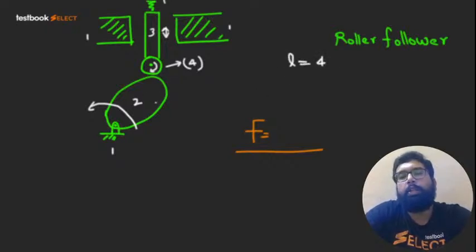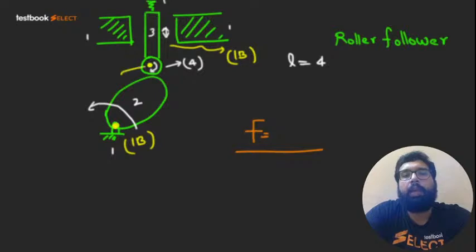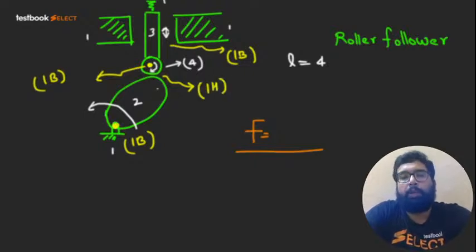Okay, now let's count the joints. So do not make mistakes in counting the joints. We have this joint where 1 and 2 are getting connected. So this is one binary joint. We have a joint here between 1 and 3, so we got one binary here. Now we can see a joint between 3 and 4, so we have one binary here. And between 4 and 2, there is a line contact. So we can say we got one higher pair. Between 4 and 2, there is one higher pair.